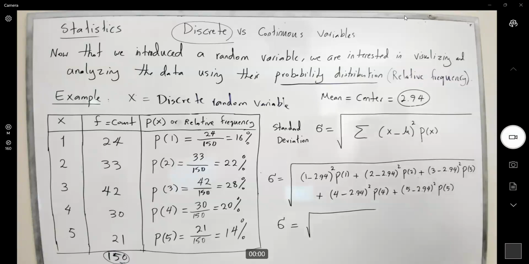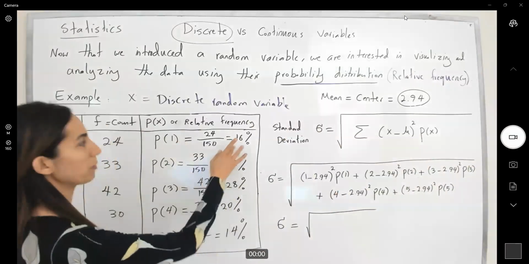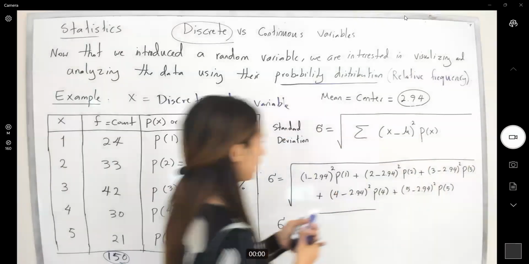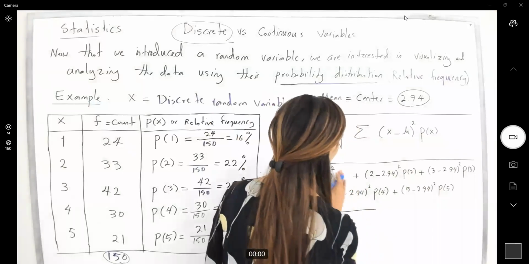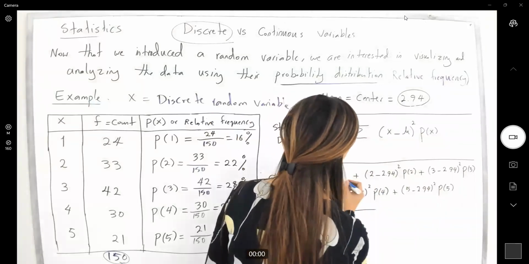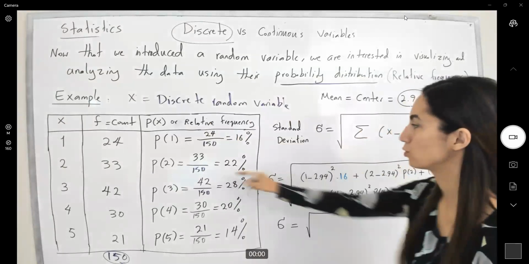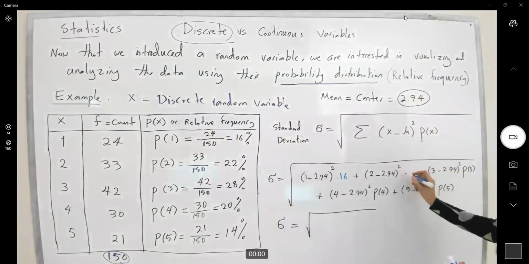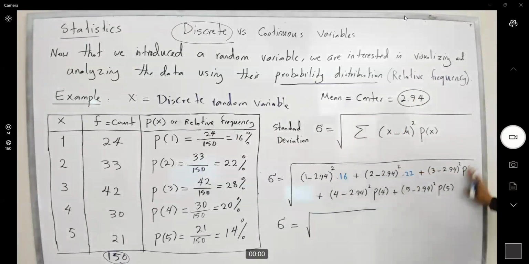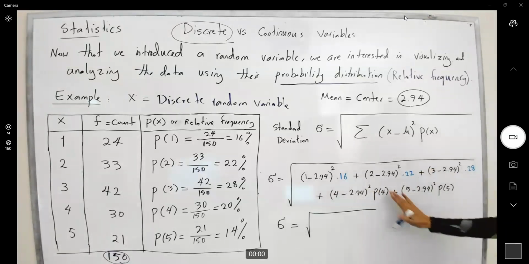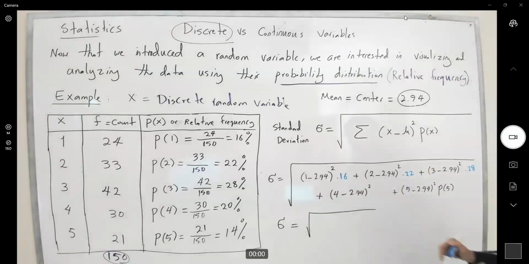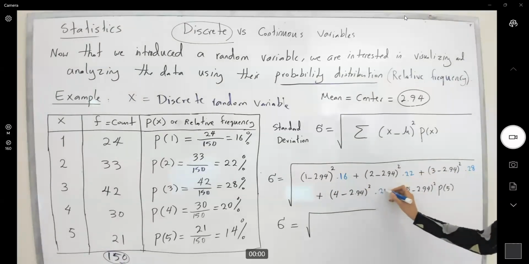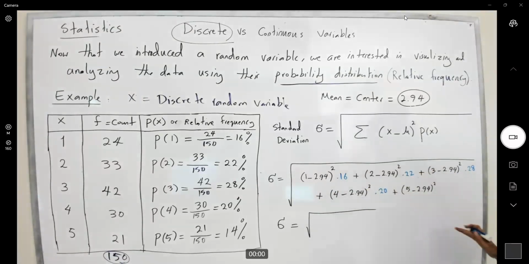So everybody, what's the probability of 1? The probability of 1 is 16%. You can write it as 0.16. So you can just replace these. Then the probability of 2 is 22%, 0.22. The probability of 3 is 28%, 0.28. The probability of 4 is 20%, 0.20. And the probability of 5 is just 14%, so 0.14.